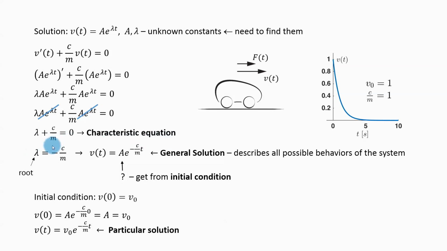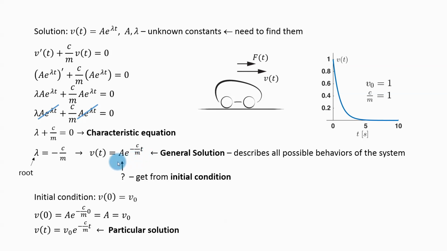When you solve it, you will get that lambda is equal to minus c over m. This solution we call the root of the characteristic equation. Now, when we know what lambda is, we can substitute it into the solution we started with, and we get this. This is the so-called general solution.